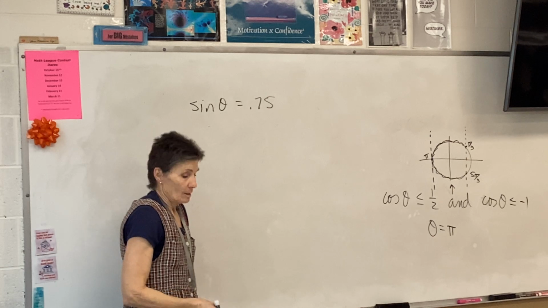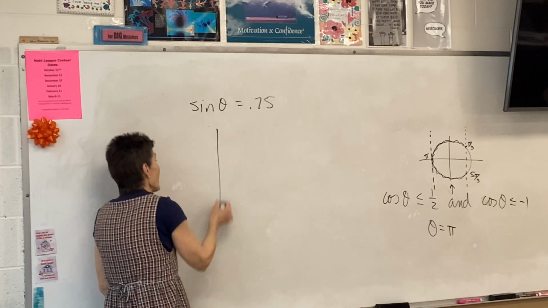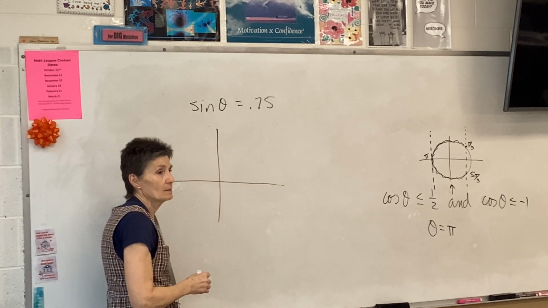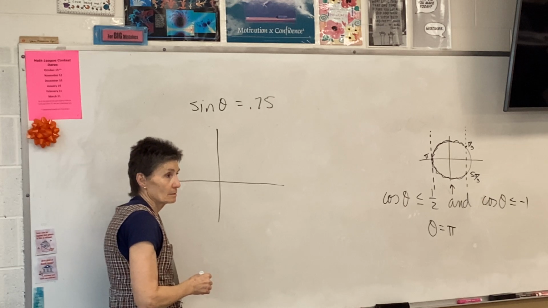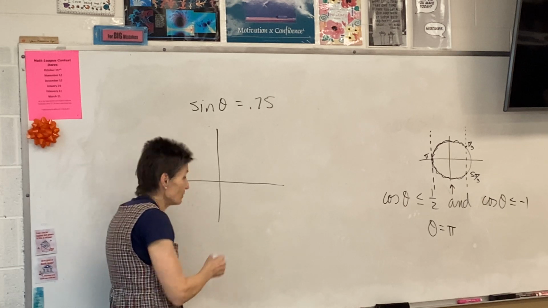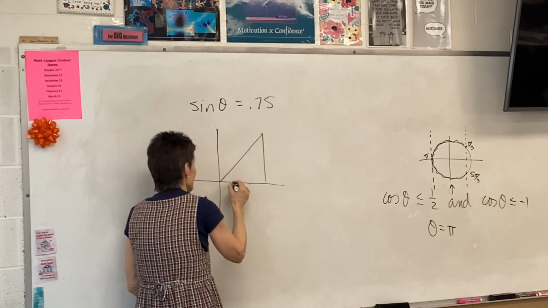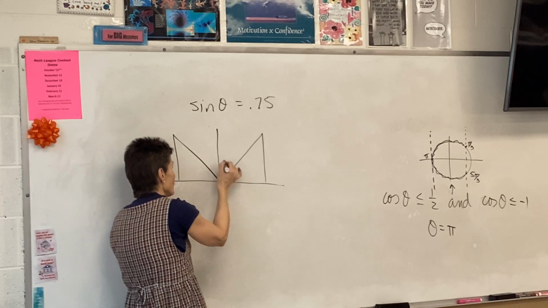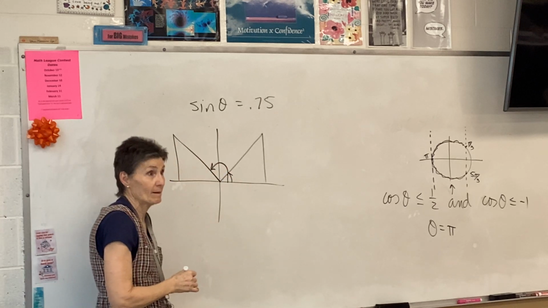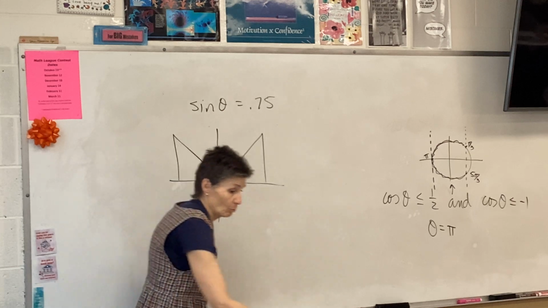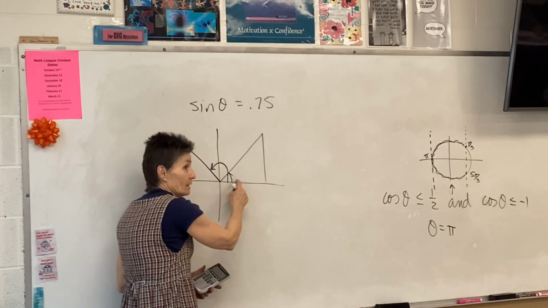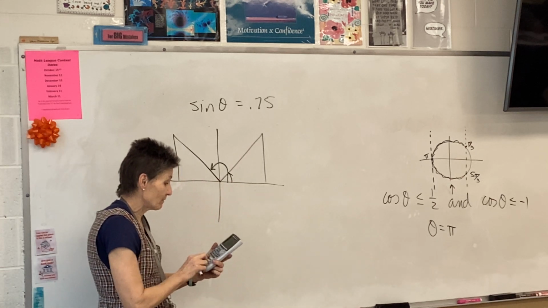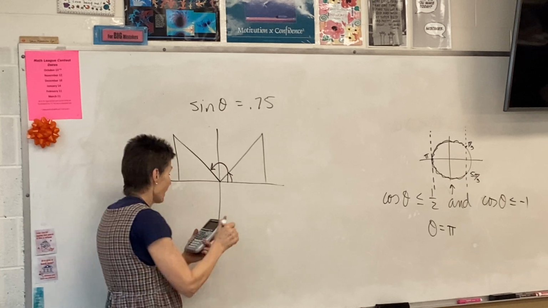Right? Okay. Well, where does that happen? Where does the sine equal a positive number? Quadrant 1 and 2. So whatever my angles are, one of them is in quadrant 1, and one of them is over here in quadrant 2. Would you agree with that? Now the calculator will tell me how big that angle is right there. So second sine 0.75, inverse sine, I got 0.848.